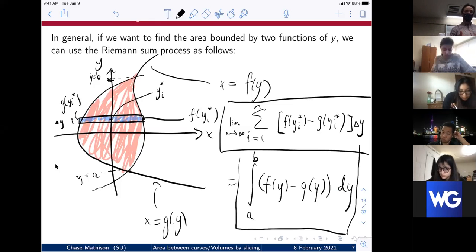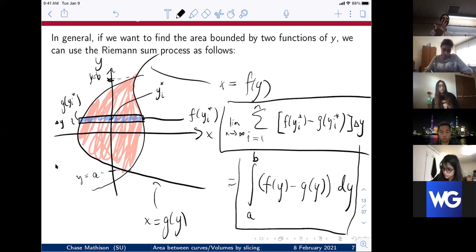So that works just like it did in the x case. Again, we're going to see this process come up time and time again. I don't know how to find the volume of something. Okay, well, I'll approximate it with a bunch of slices, find the volume of that slice, and then add up all of those volumes. I don't know how to find the surface area of something. Okay, well, I'll take a little line, find the length of that line, and then add up all of those and take a limit.